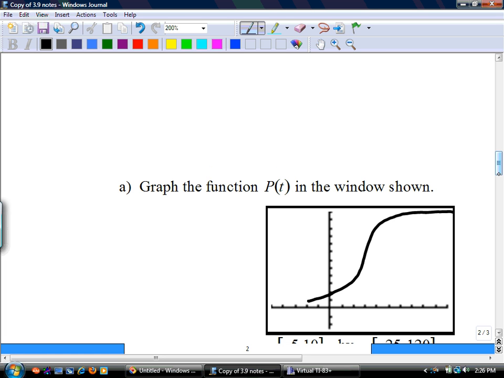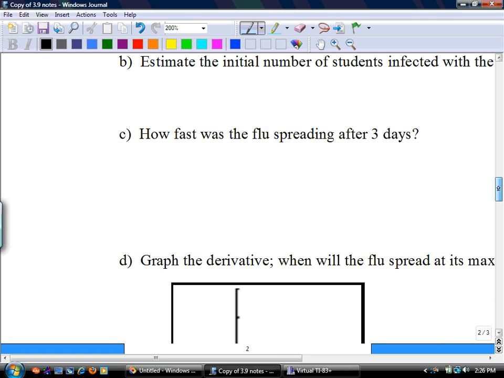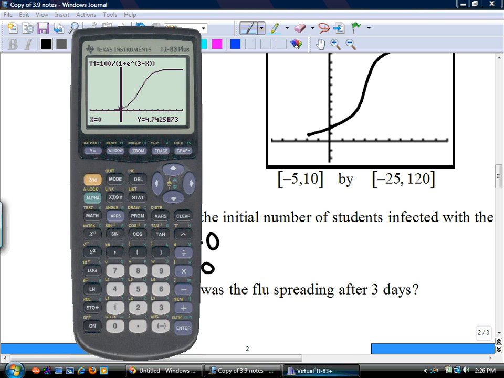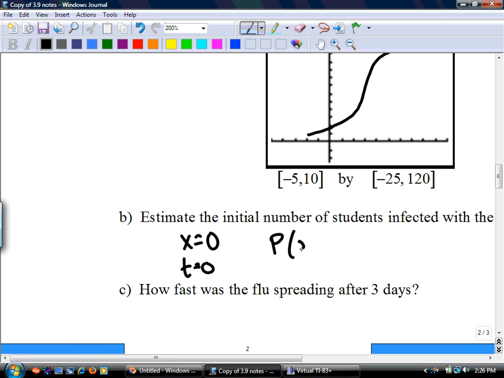Okay. A. B. Estimate the number of students infected with the flu. We just did that. So when x is 0, we got 4.74. P of 0, we got 4 people.